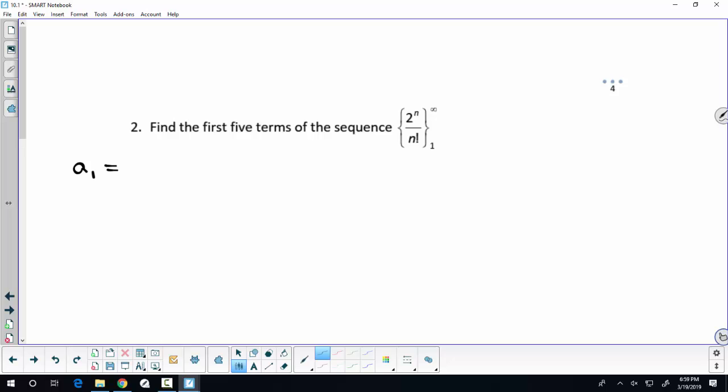Does everyone know what the factorial sign is? The exclamation mark here. You might see it in algebra. It's very common in statistics, but this is read as n factorial.